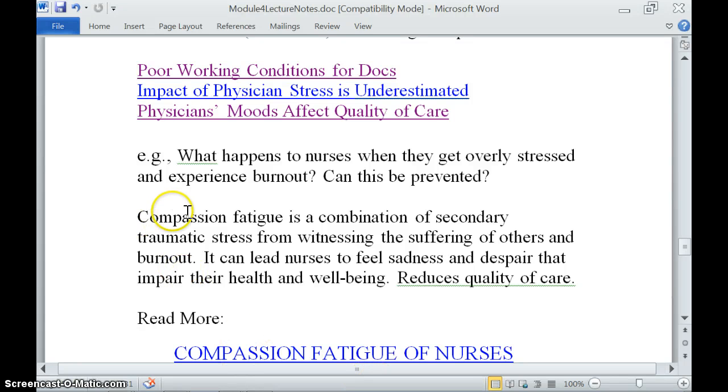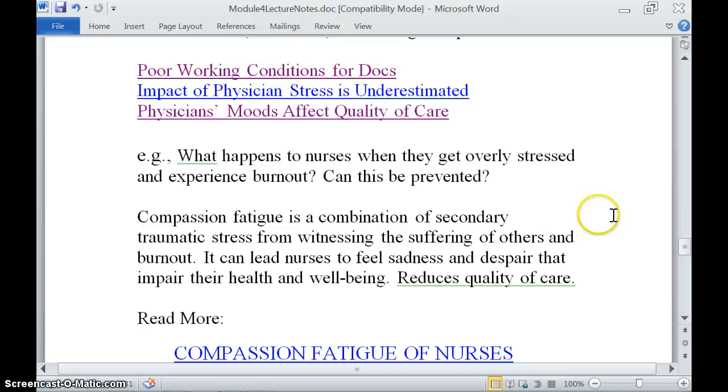So they now call this compassion fatigue. Compassion fatigue, a combination of secondary traumatic stress from witnessing the suffering of others and burnout. And it can lead the nurses to feeling sadness and despair that impairs their health and well-being. And obviously, if that's the case, it's going to reduce the quality of care, because not only are doctors' moods impacting quality of care of their patients, but certainly nurses' moods can impact the quality of care.